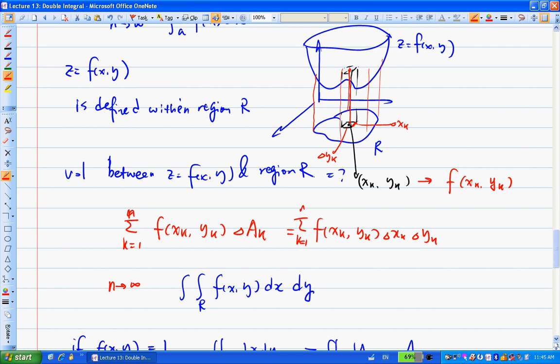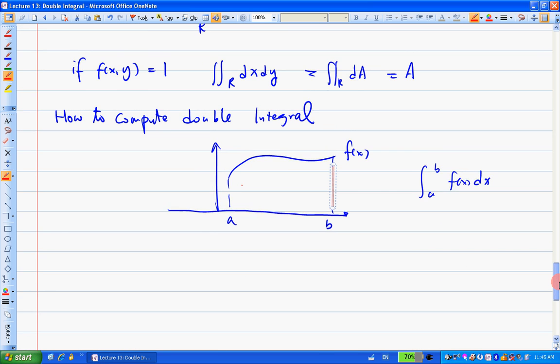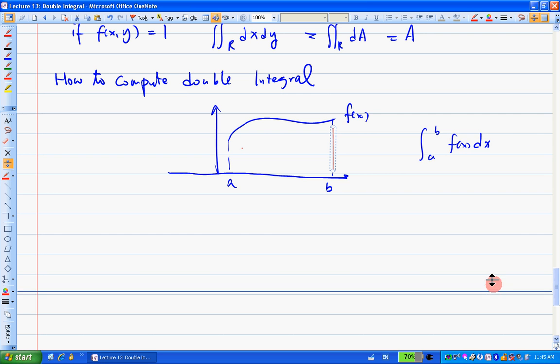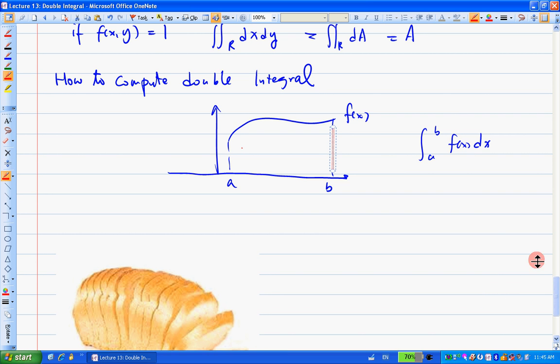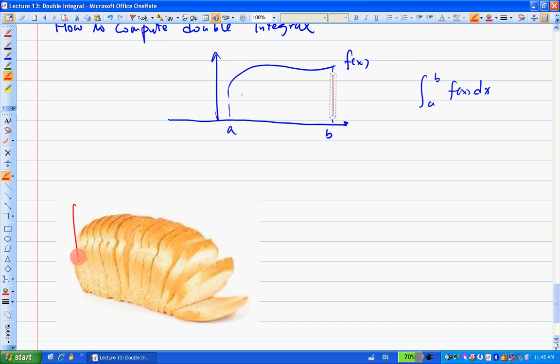So the question is, if you do that, it seems like too much work. How many rectangles should I pick, and how accurate will that approximation be? So calculation-wise, we're not going to use that technique. We're going to try a different one. Let's use this bread, for example. Instead of cutting it into different rectangles, we're going to slice it.